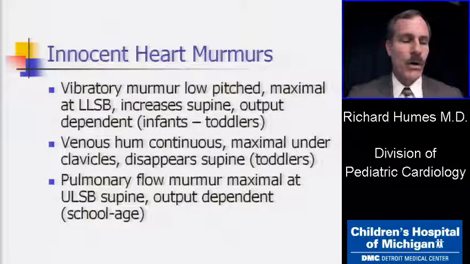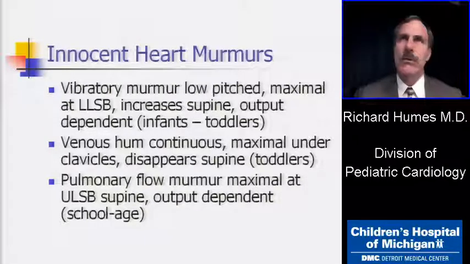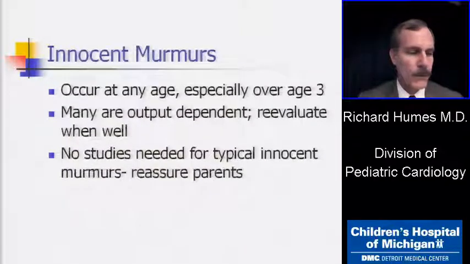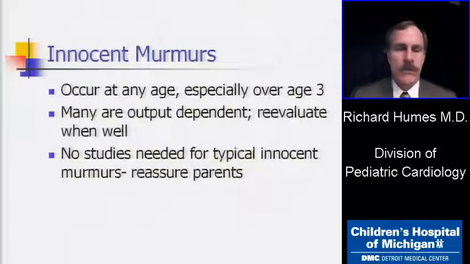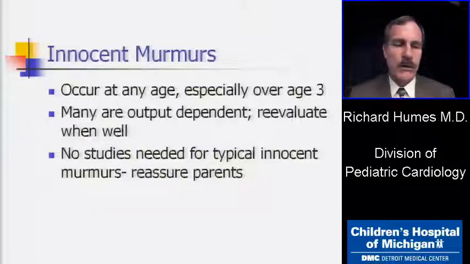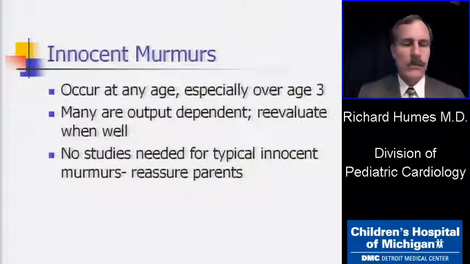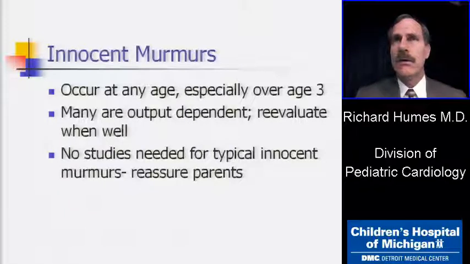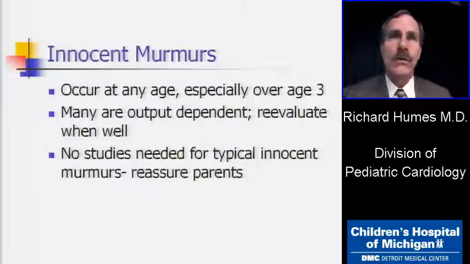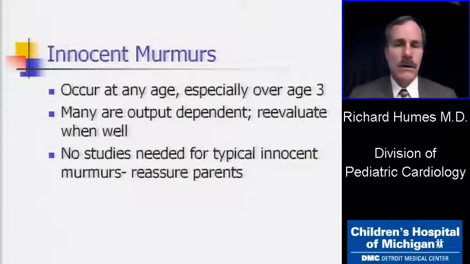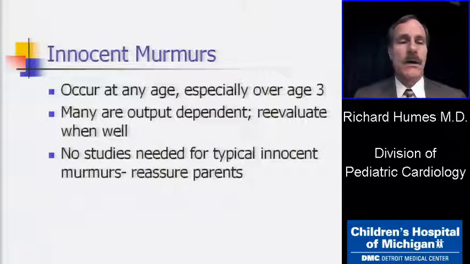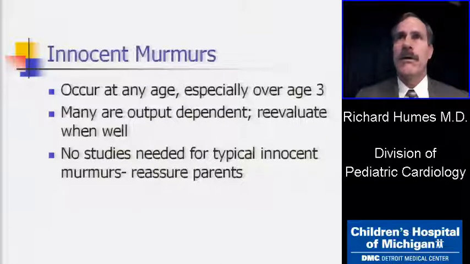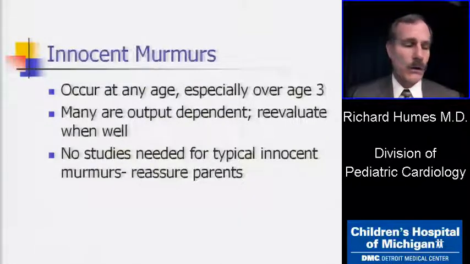The pulmonary flow, all of these, the first two are systolic murmurs. The venous hum tends to be a more continuous murmur. As I said, innocent murmurs can occur at any age, especially over the age of 3, but you can hear innocent murmurs in infants. I have heard innocent murmurs in newborn babies in the first 24 hours of age. However, you often don't, because their heart rates are high and they're often fussy, and perceiving the murmur can be difficult.